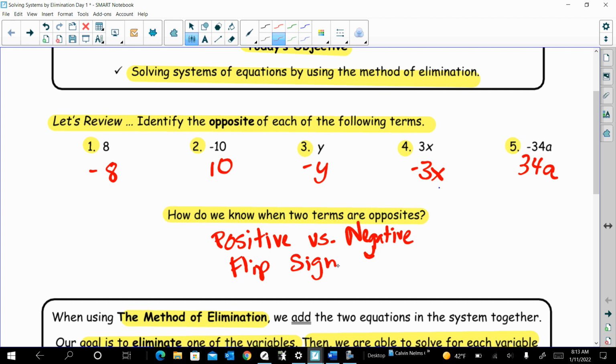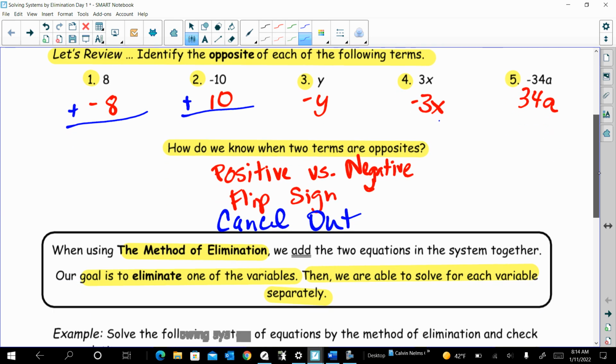Here's your clue. Looking at 1 and 2, if I were to add them together, what happens? They would cancel out. They would equal 0. Does that make sense? This is very important. That one little skill, identifying opposites, is necessary to use the second algebraic method, which is elimination. That's what we're going to do today.